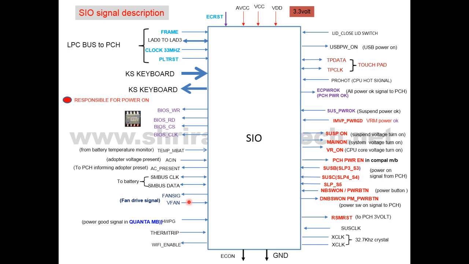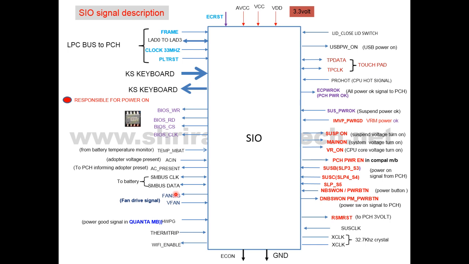These next two signals are called the fan-sing and V-fan. The fan-sing is the output signal to drive the fan. The fan is connected to the 5 volt via a MOSFET, and that MOSFET gate is driven by this fan-sing signal. When the temperature is high and the CPU is very hot, at that time SIO triggers this signal to that MOSFET, and then the MOSFET releases voltage to the fan, and the fan starts rotating.